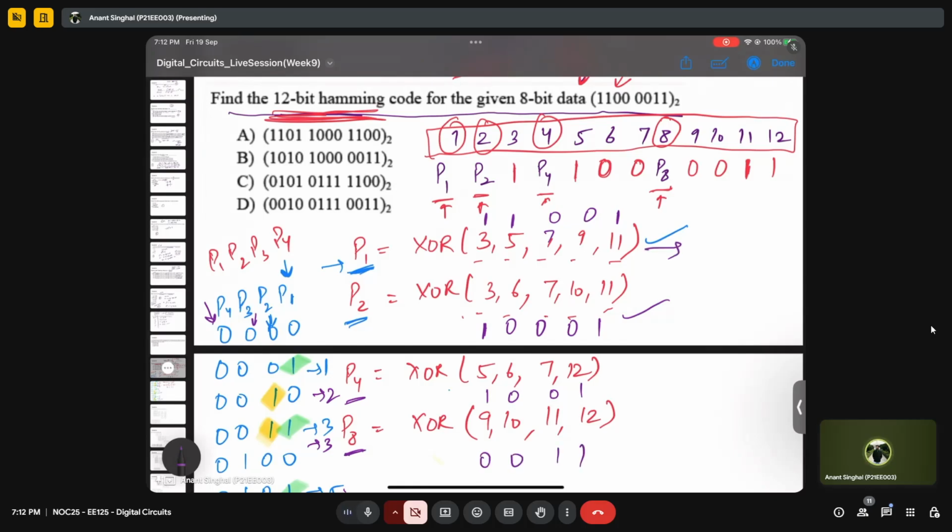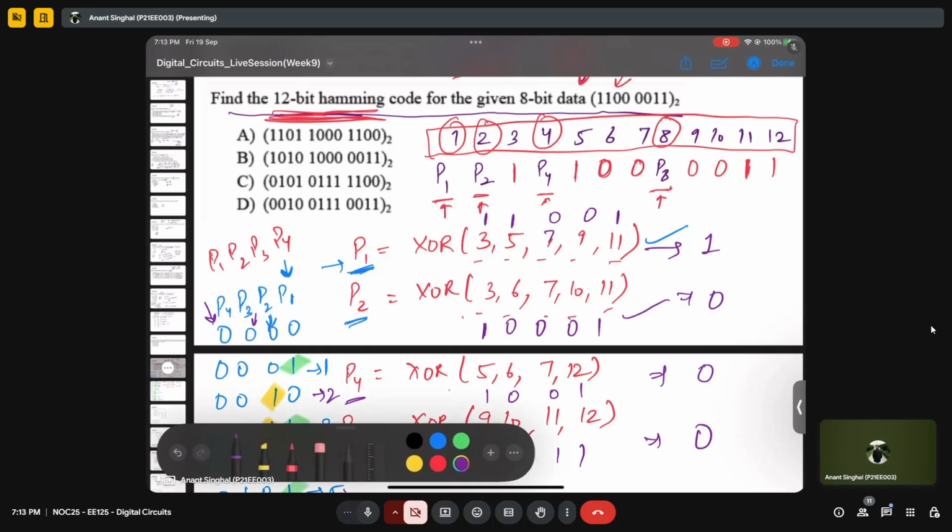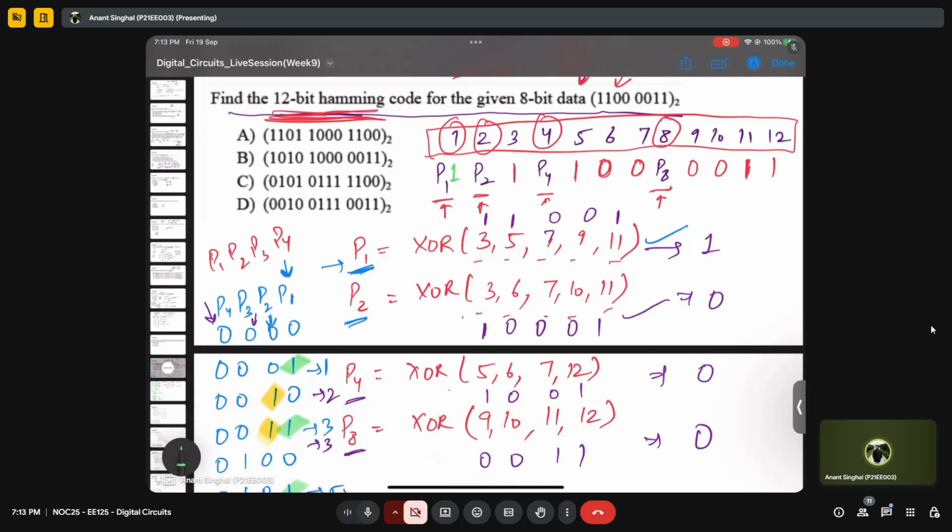So the output of these XORs will be, if we have an odd number of 1s, XOR will give 1. We have done this as a topic named parity generator, if you remember. So the output will be 1. If you have an even number of 1s, it will be 0, this will be 0, this will be 0. So the parity bits will be 1 0 0 0. So this is actually 1 0 0 0.